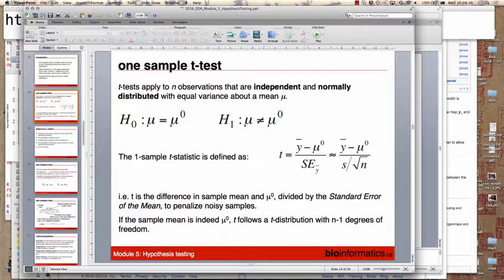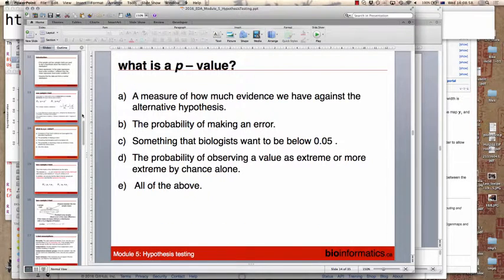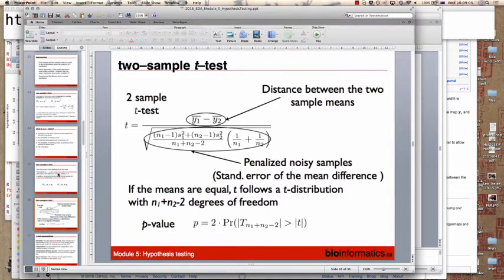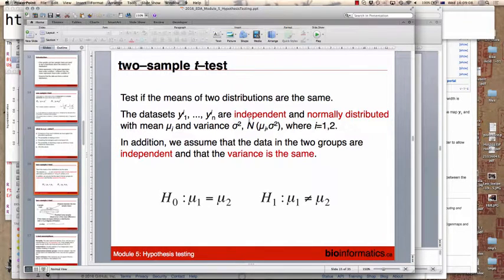And in this way, we penalize noisy samples and take into account that in order for samples to give us a lot of confidence, they should not be noisy, and they should basically all be close to the same value. So in a two-sample t-test, we test if the means of two distributions are the same. Again, we are looking at data sets that are independent and normally distributed with a mean of something and a variance.